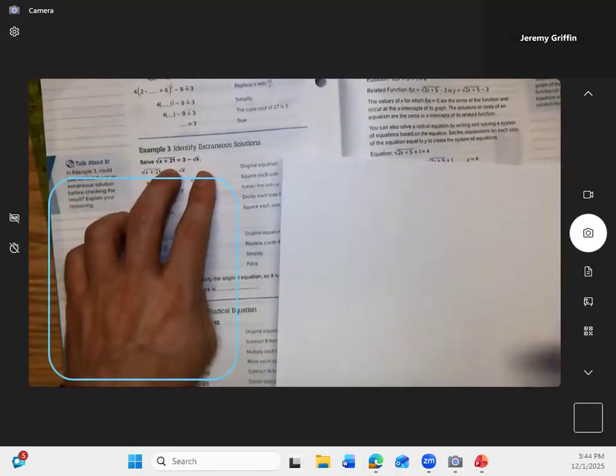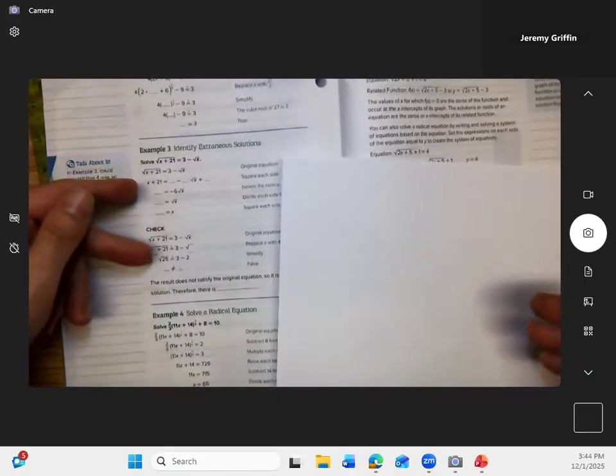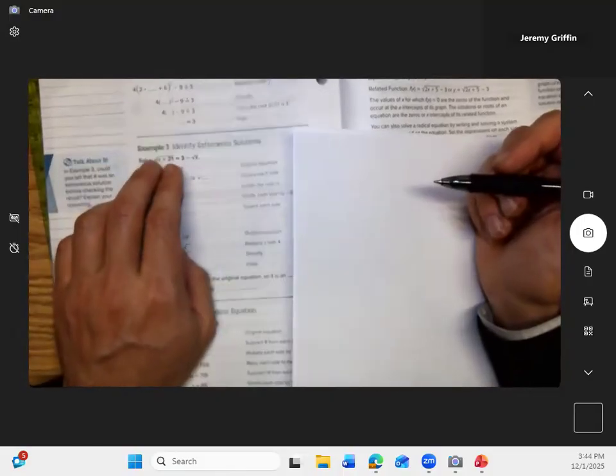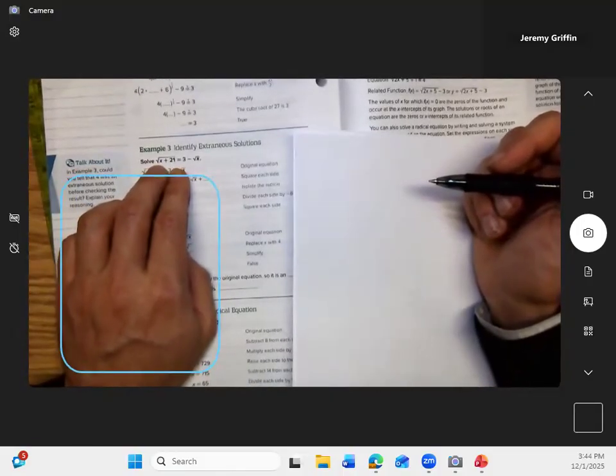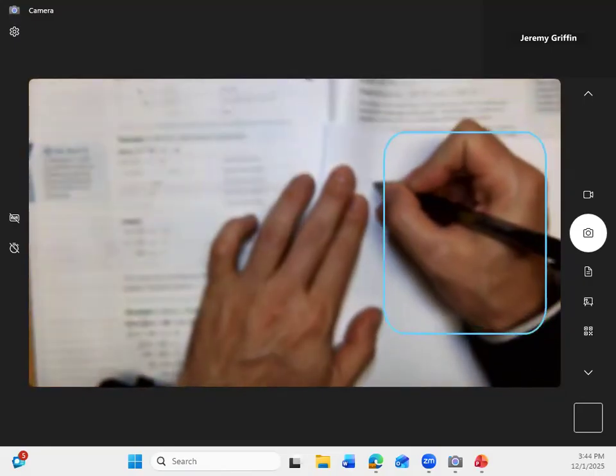Example 3: identify extraneous solutions. Sometimes you get an answer at the end, and then you plug it back into the beginning, and maybe you didn't make any mistakes along the way, but something doesn't work. For example, anytime you have a square root, you have to be careful, because you're not allowed to take the square root of a negative to get a real answer. Let's see how this plays out.